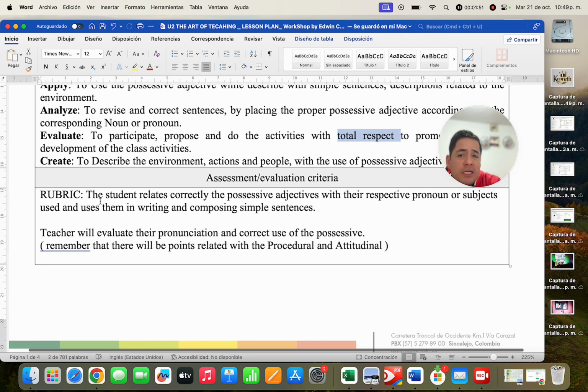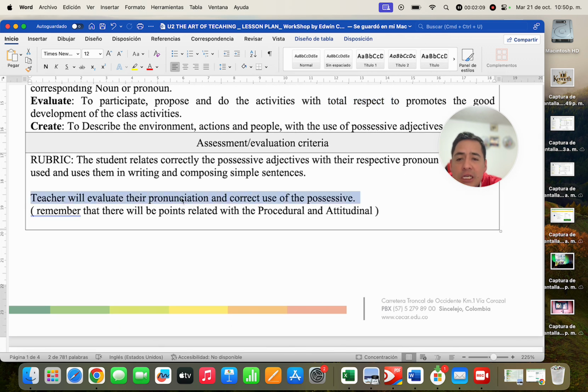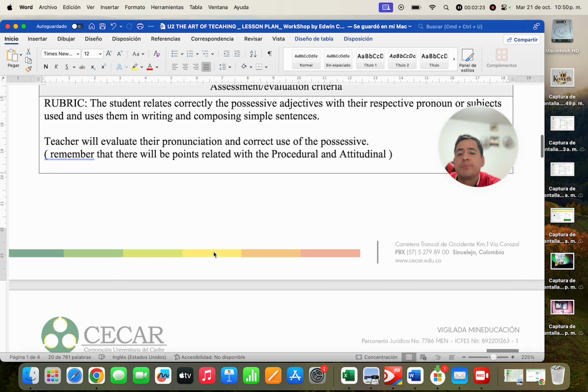Okay, the rubric: at the end of the lesson, the student relates correctly the possessive adjectives with the respective pronouns or subjects used, and the student uses them writing and composing simple sentences. The teacher will evaluate the pronunciation and the correct use of the possessive adjectives. Remember what I said, there will be points related to the procedural and attitudinal aspects, which I already wrote here.